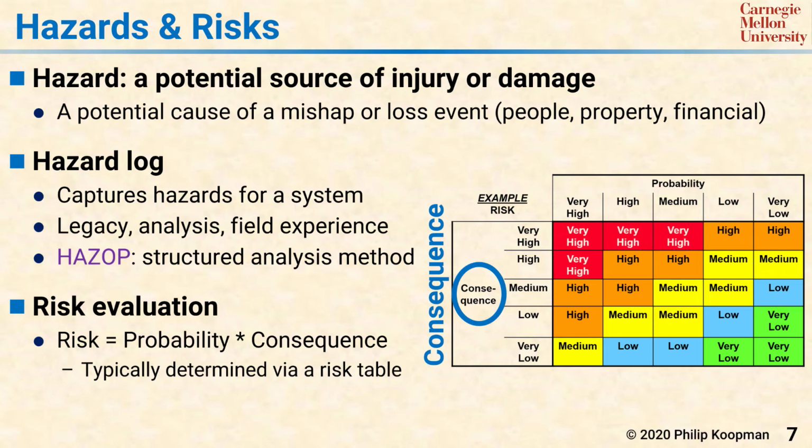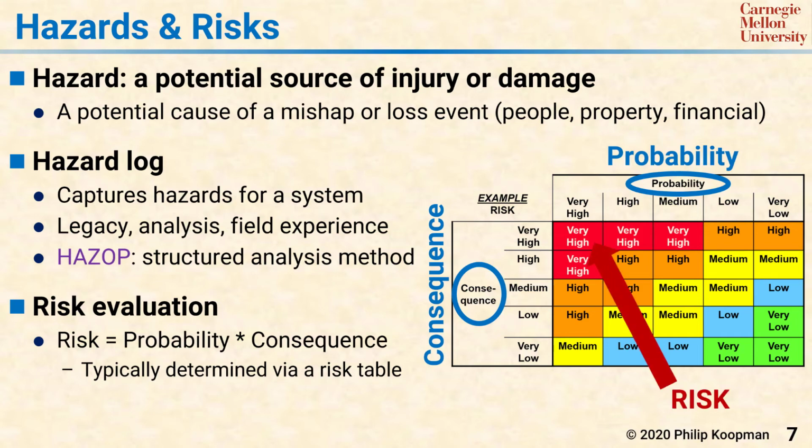The columns of the table have to do with probability. Again, probability is put into a few bins, usually with an order of magnitude or two difference between adjacent bins. The risk for each mishap is rated by looking at the intersection of its row and column in this table.